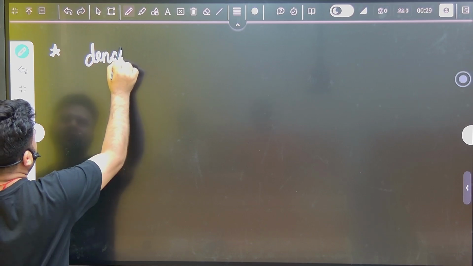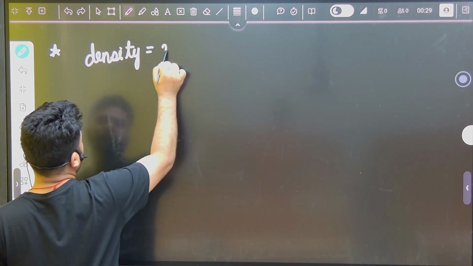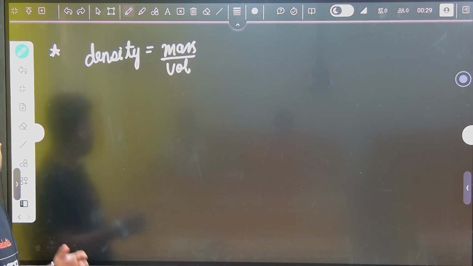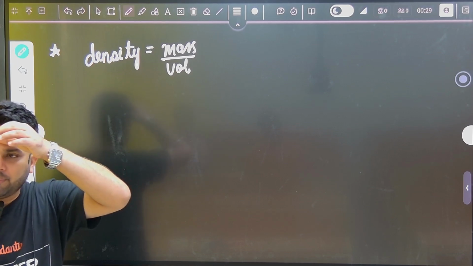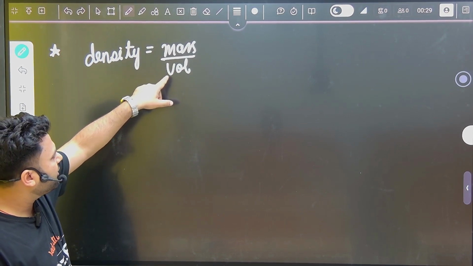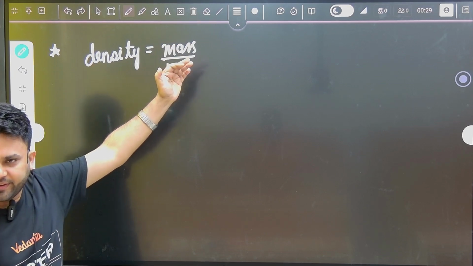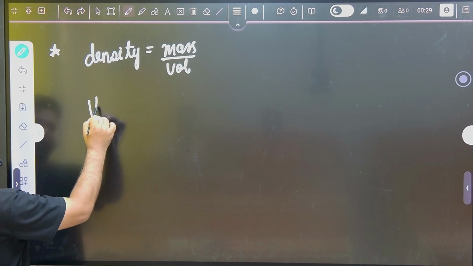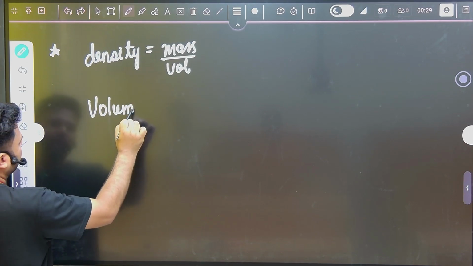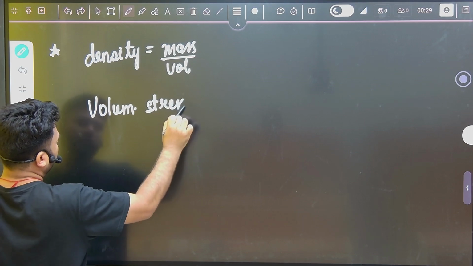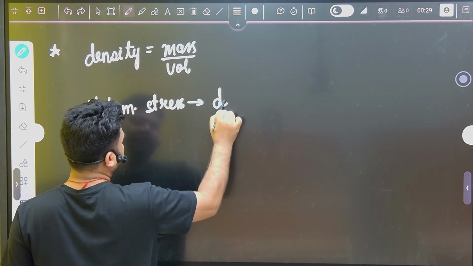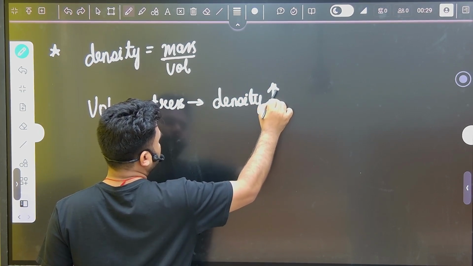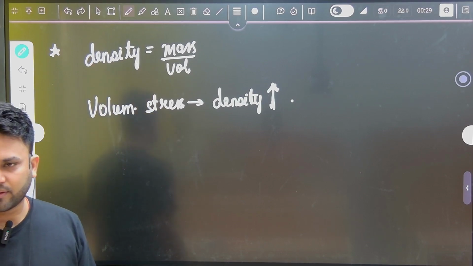Density of the object is what? Mass by volume. Now mass will remain the same, but volume will decrease. If the denominator decreases, this whole fraction will increase. So on application of volumetric stress, the density increases. Correct?